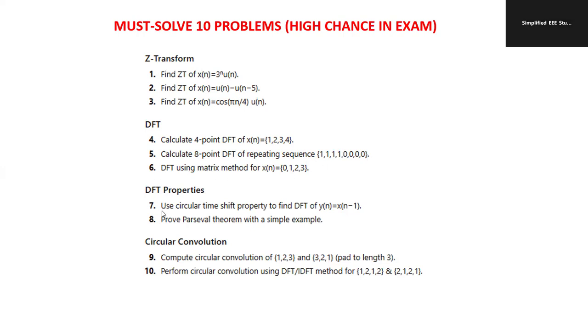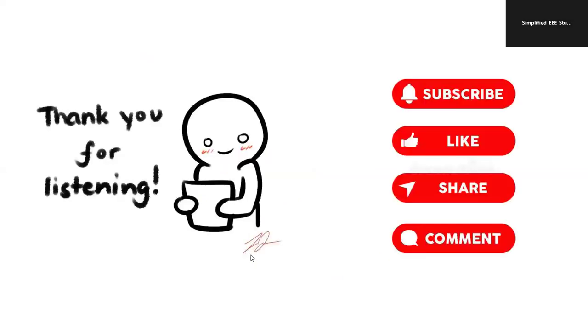DFT property: use the circular shift property to find the DFT of y of n equal to x of n minus 1. Prove Parseval's theorem with a suitable example. That is also another important question. Compute the circular convolution of these two signals. Then you should know the concept of zero padding to maintain equal length. So these are the important problems which you can expect.